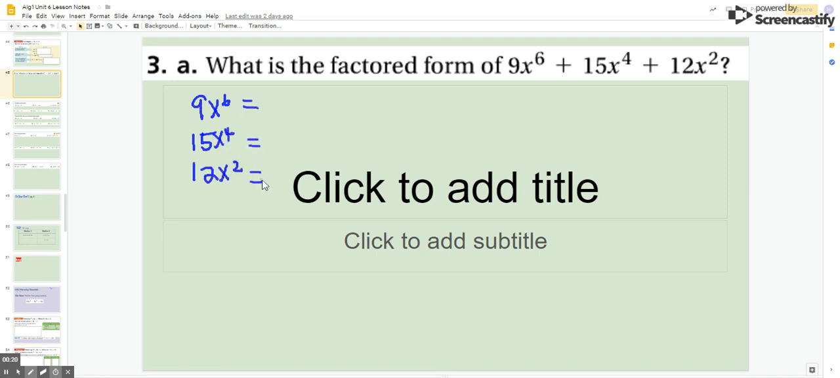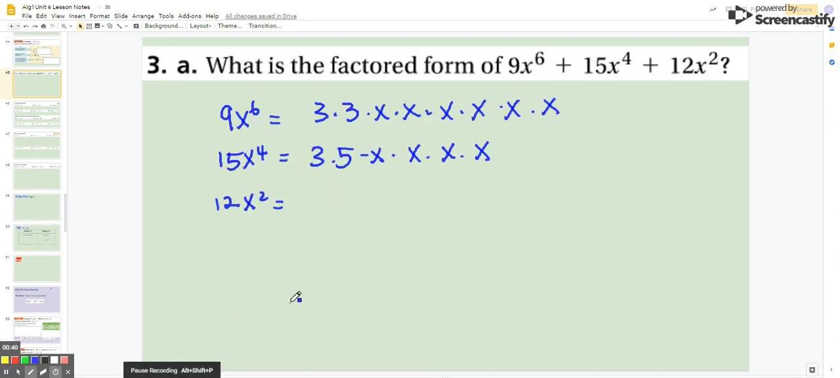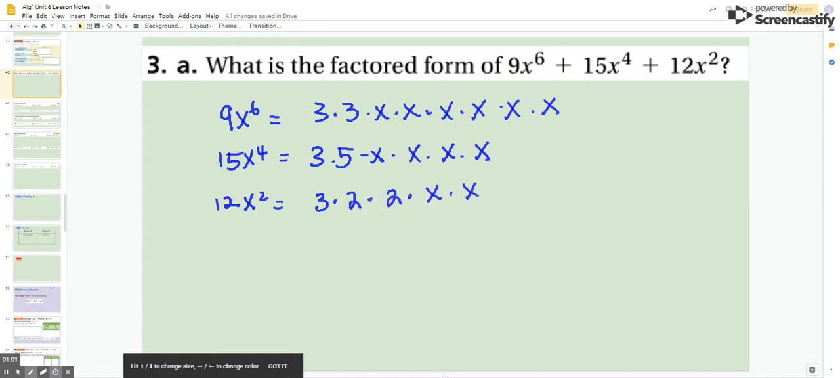So to find the greatest common factor, we need to do prime factorization of each monomial. So it's going to be 3 times 3, and how many x? We have 6 factors of x, and we have 3 and 5, and x, x, x, x. So you multiply them. And 12 is going to be 3 times 4, but 4 is 2 times 2. 4 is not a prime number, so I need you to put 2 and 2. So it's going to be 2, 2, and we have 2 x's as a factor.